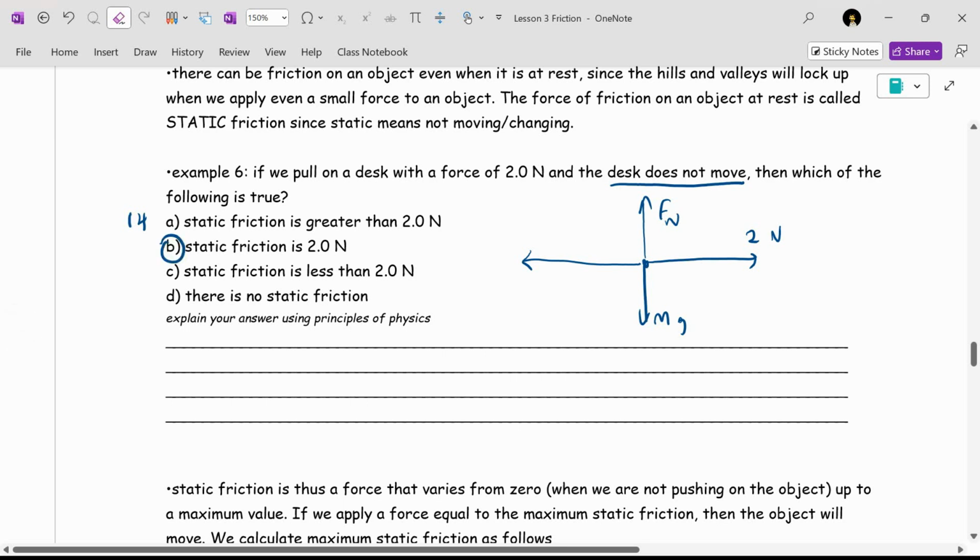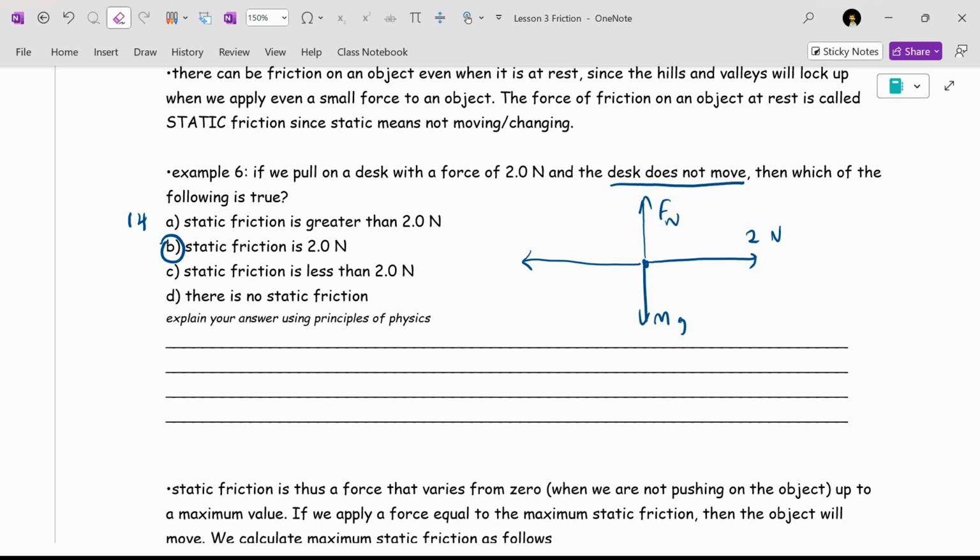Now, it can be bigger. What if I pull with 3 newtons and it doesn't move? How big is friction exactly? What if I pull with 10 newtons and it doesn't move? How big is friction exactly? So static friction is this weird force. It will match you until you go harder than it can match.